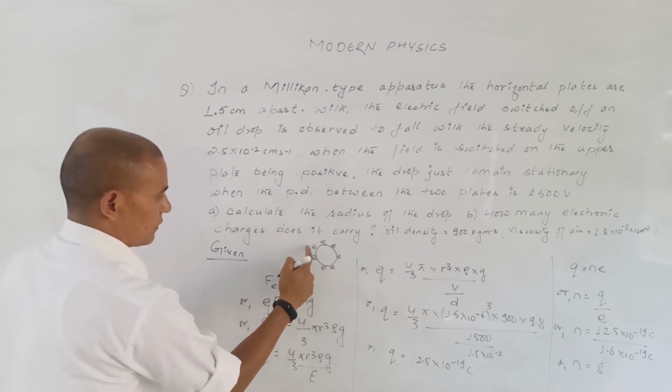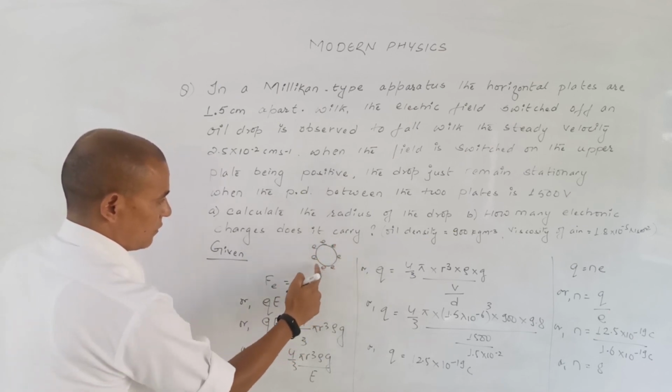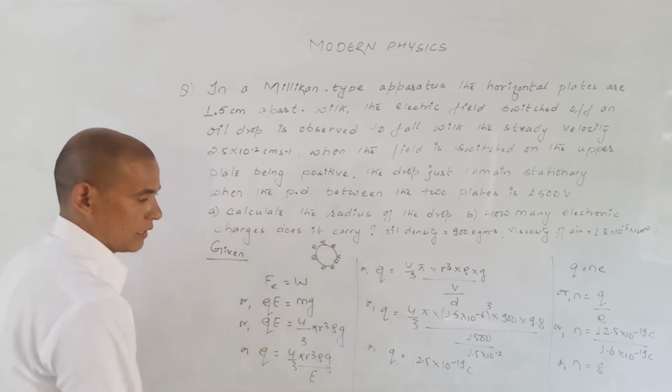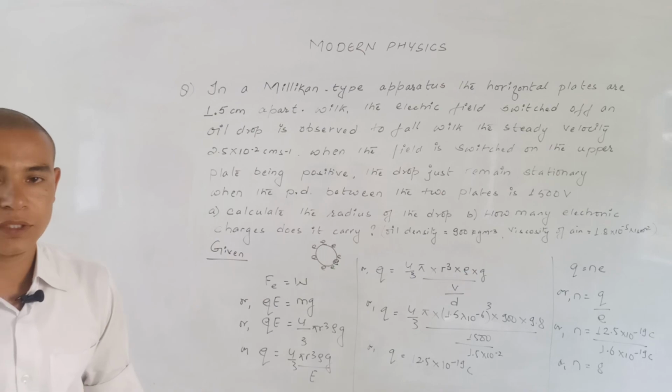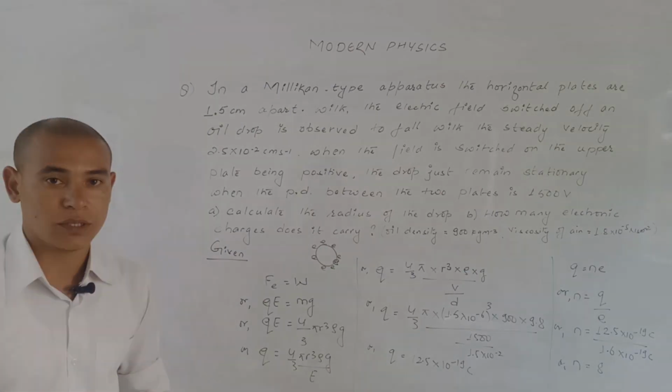1 2 3 4 5 6 7 8. So there are 8 electrons attached to the oil drop. So this is the solution for Millikan's oil drop experiment.